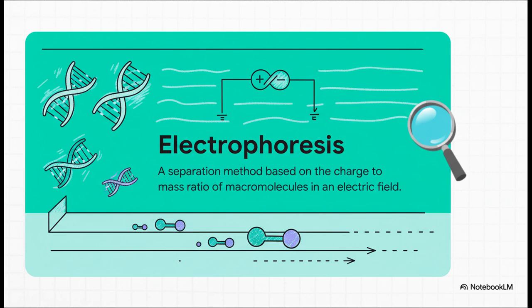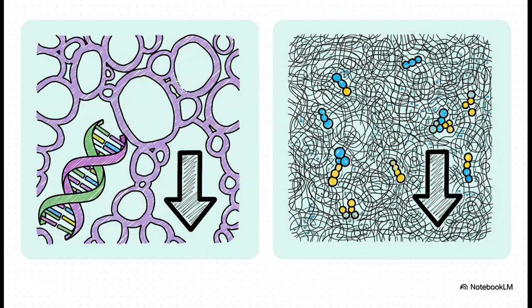Another big word, I know, but here's the simple idea. It's a running race. But it's a race for molecules like DNA. And the racetrack? It's a special jelly-like slab called a gel. Now, every race needs a good racetrack, right? Here we have two main types. For the big, chunky molecules like DNA, we use an agarose gel. But for smaller, nimbler things like proteins, we use a polyacrylamide gel or PAGE.